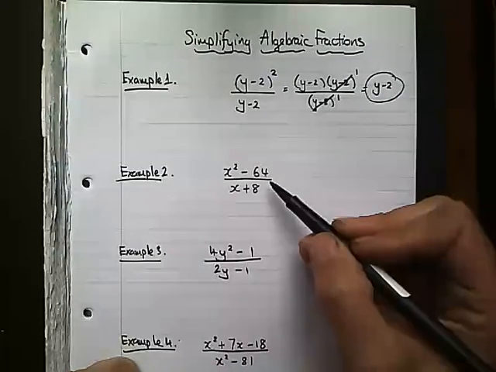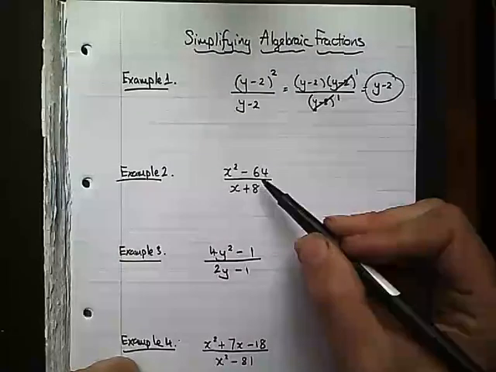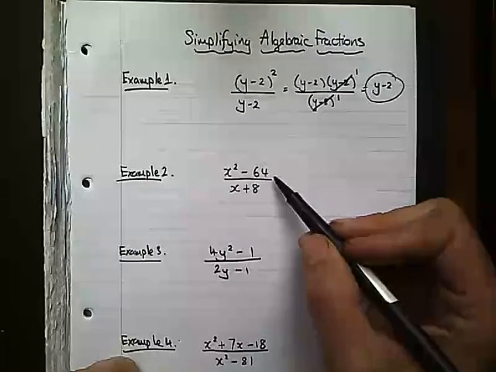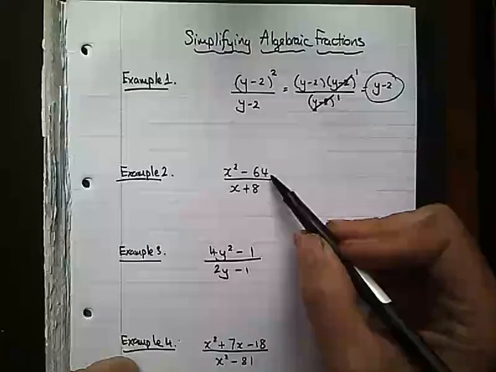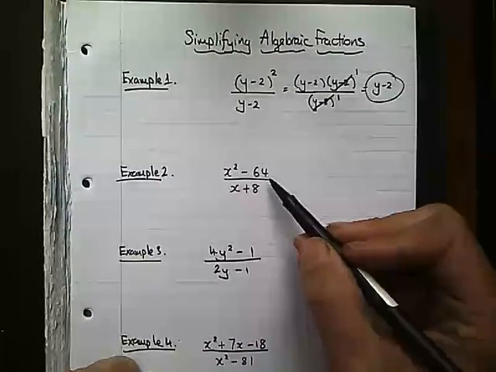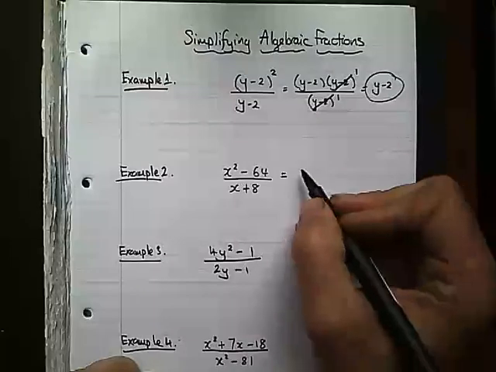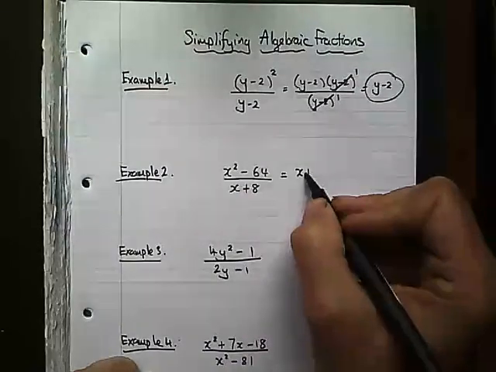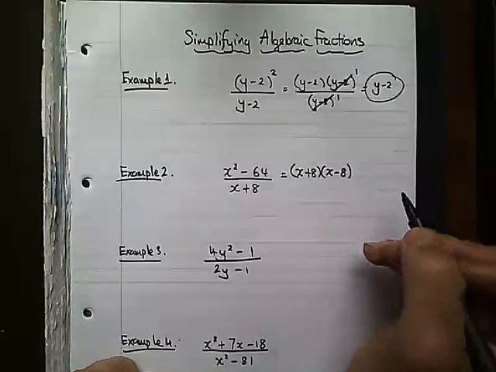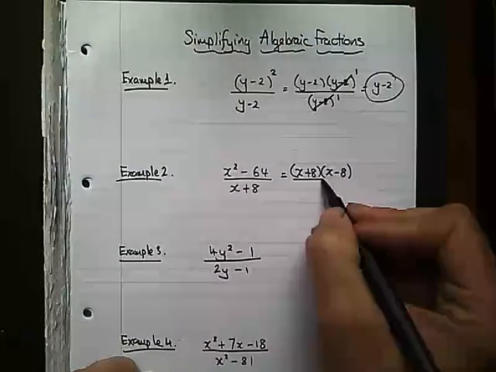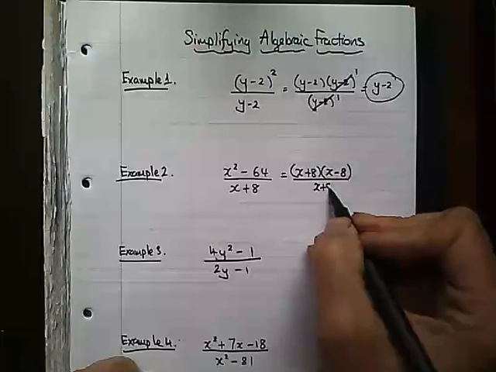So looking at example 2, this time they've given me it slightly different. They haven't given it to me in bracket terms, but what I notice about the numerator is that x squared is a squared term, and 64 is a squared term. It's 8 times 8. So it's the difference of two squares. So we can write this as x plus 8, x minus 8. And we're going to divide through by x plus 8.